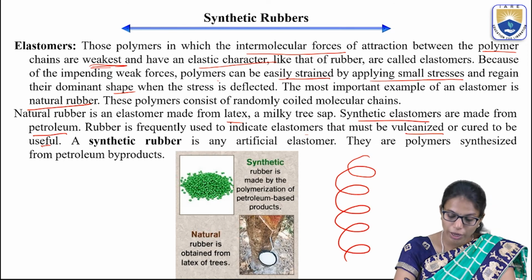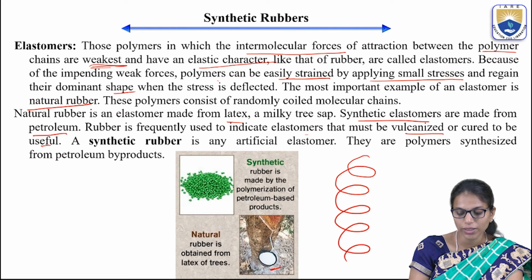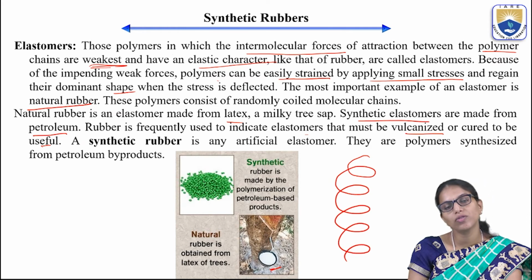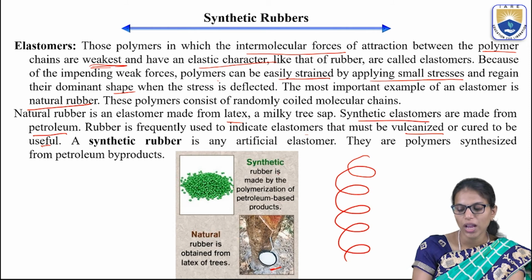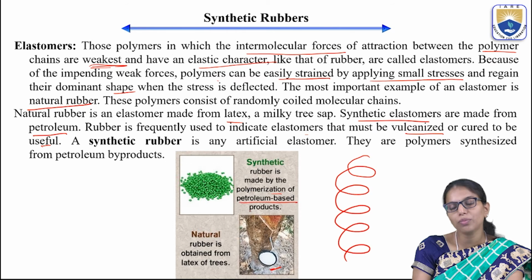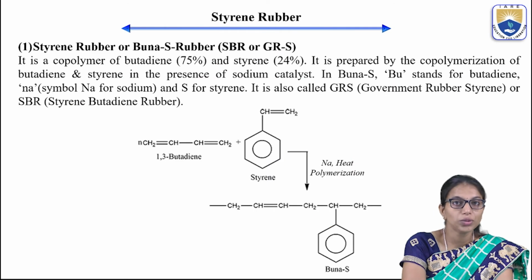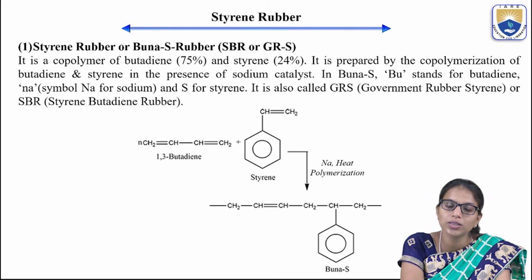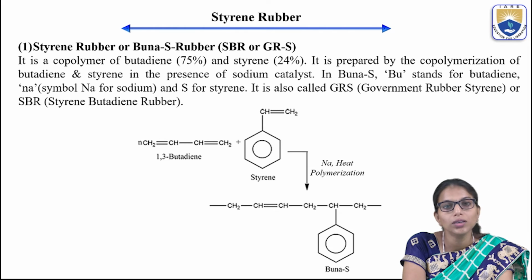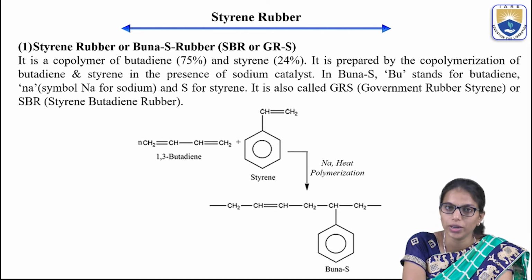If we look at this picture, this is the natural rubber, which is formed from latex obtained from the tree, and this is the synthetic rubber, which is made by the polymerization of a petroleum based product. Now coming to examples of synthetic rubber, it should be formed synthetically, especially from petroleum products.